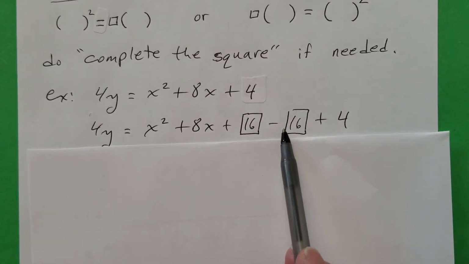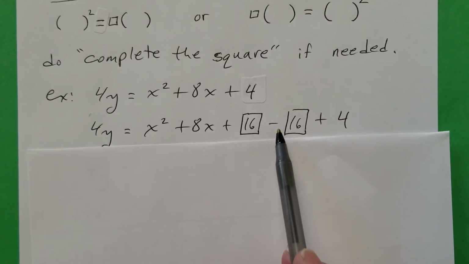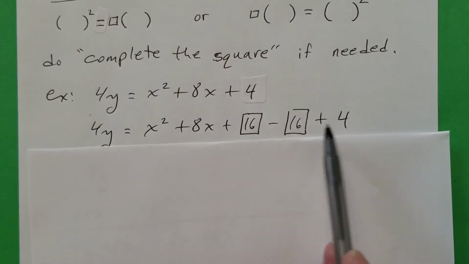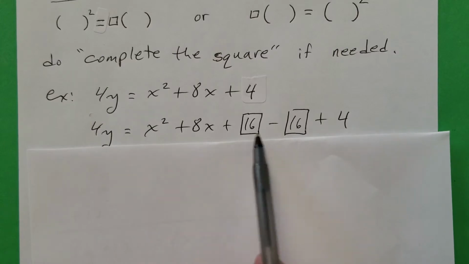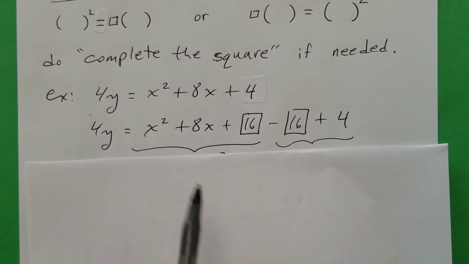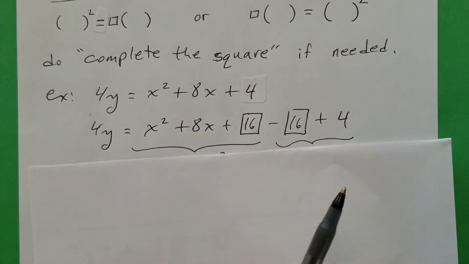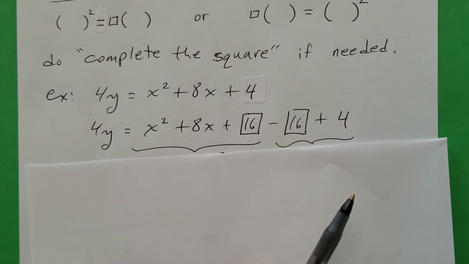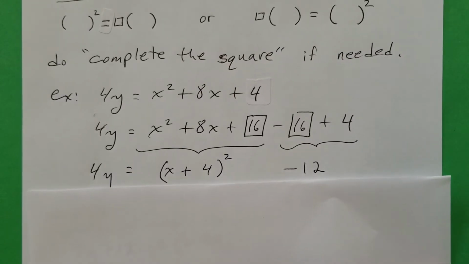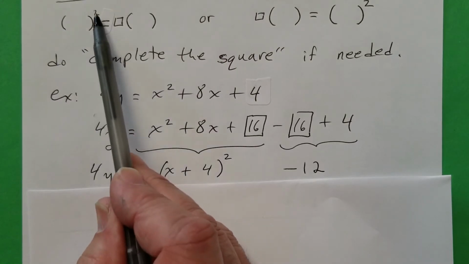Now, why the minus 16? Because you don't want to change the equation. If you add something and take it away, you still have the same thing. But this part right here, which I put in a bracket, is a perfect square, so you can rewrite it. Do you remember this? You can rewrite it like this. That's what we're looking for, right? The parentheses with the square.